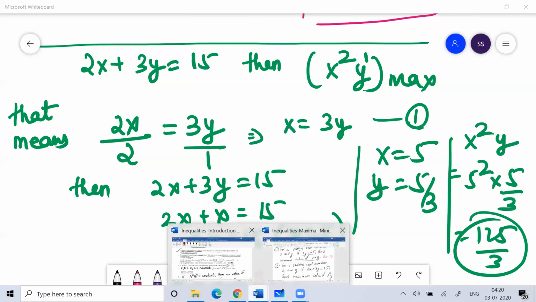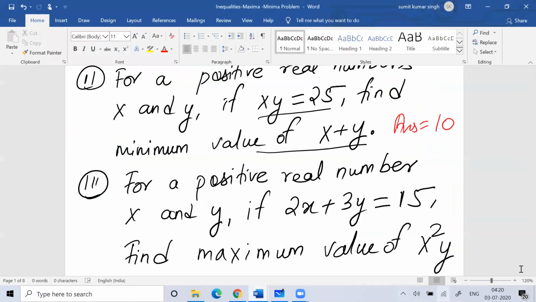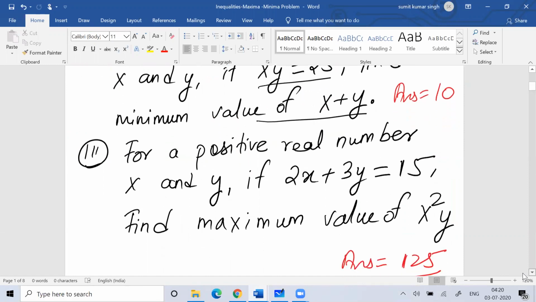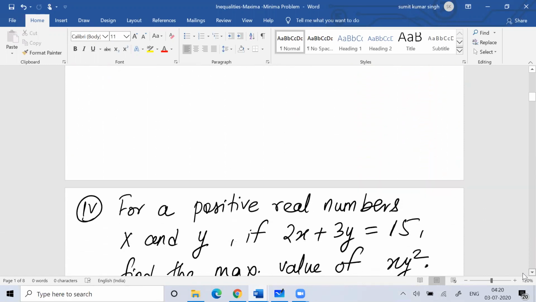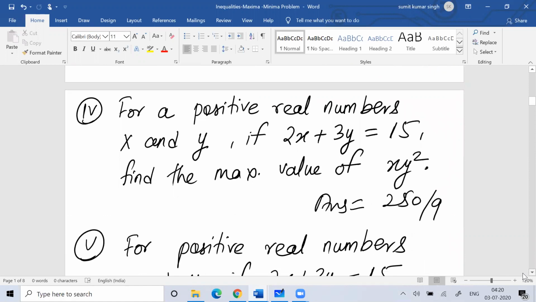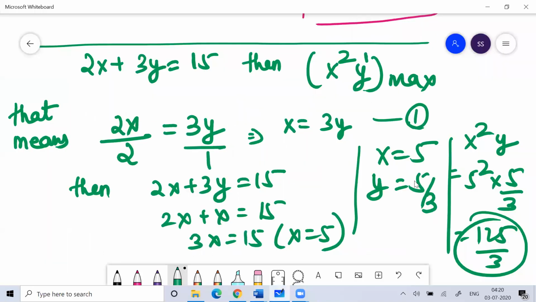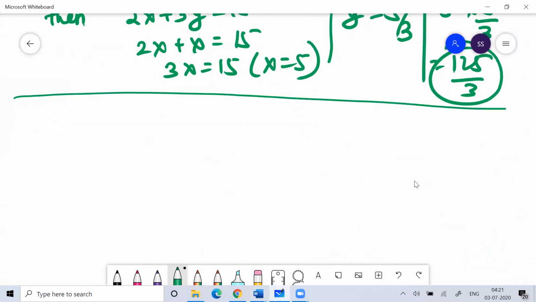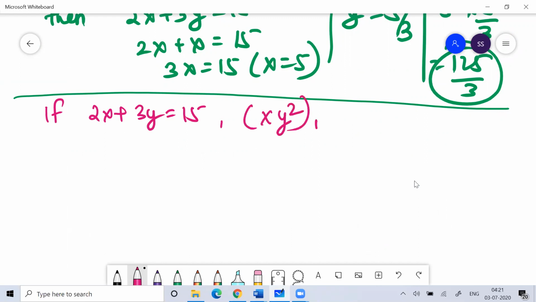Okay. Then similarly, if I ask you this: for positive real numbers x and y, if 2x plus 3y is 15, find the maximum value of xy square. Now the same problem, but now you have to find xy square. So 2x plus 3y is equal to 15, and I have to find the maximum value of xy square. Then you can remember the same concept.